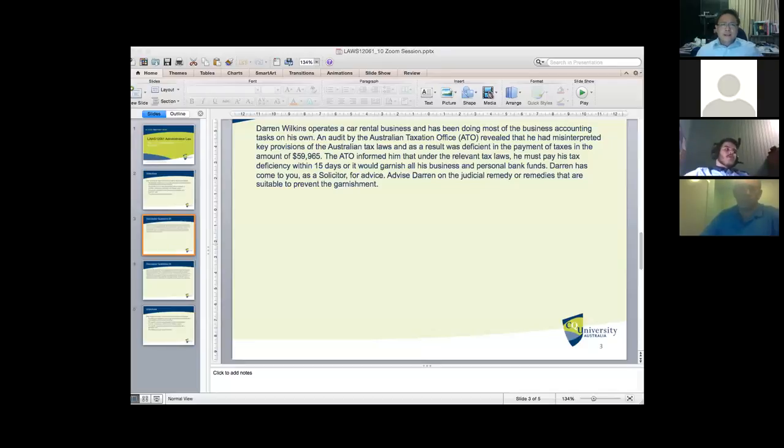What is it? So is one of the questions whether there's grounds, whether judicial review is even an option? Very good. So that's the first thing you need to establish before we can even talk about the specific judicial remedy.